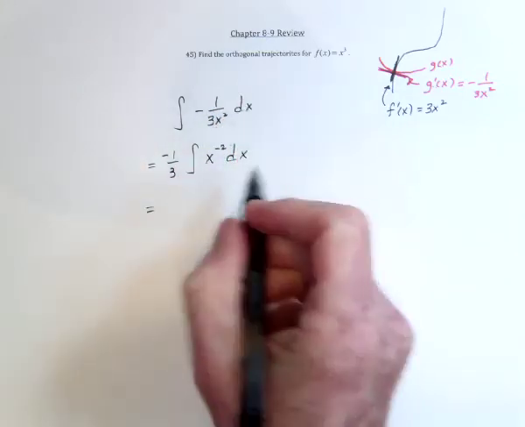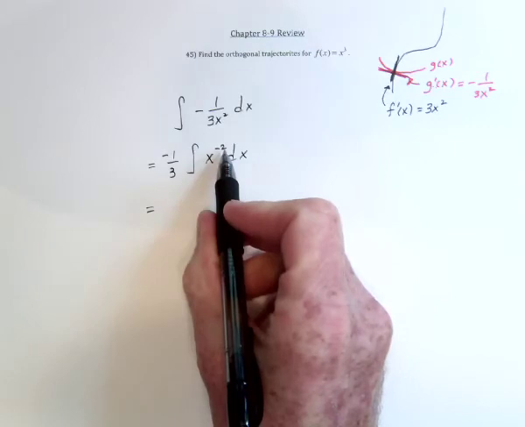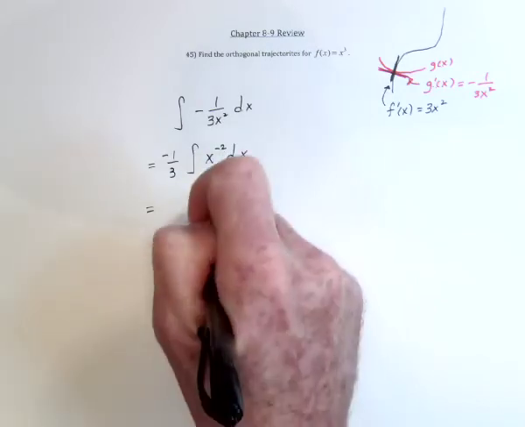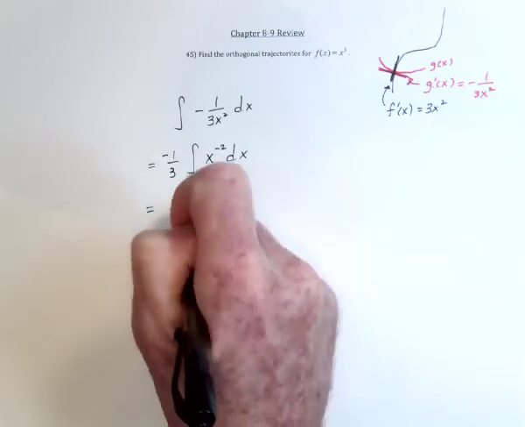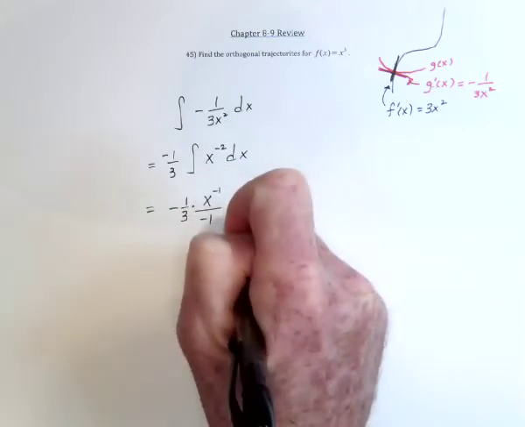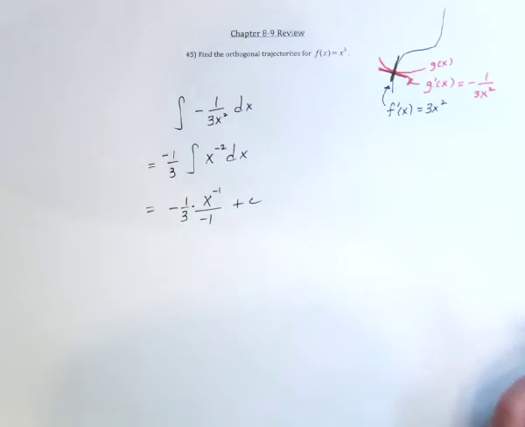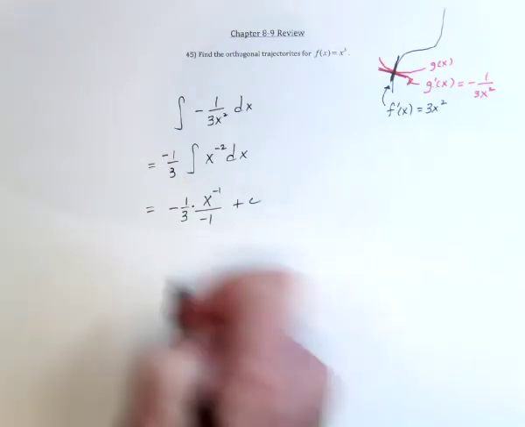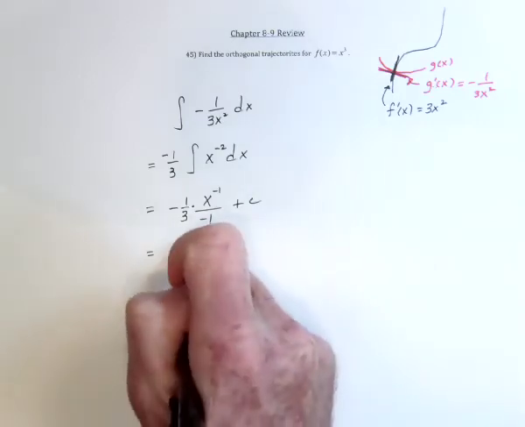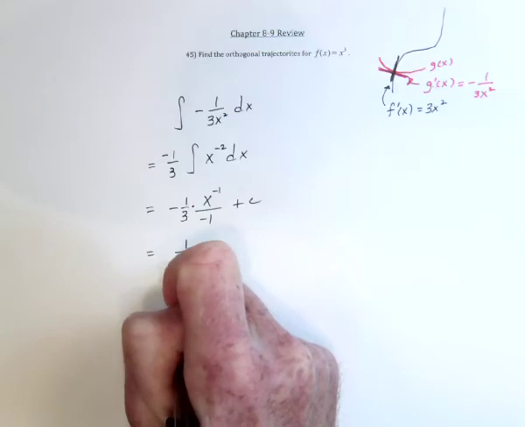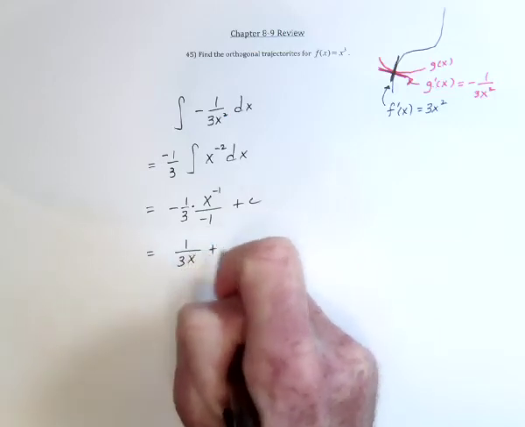And then when you integrate, you add 1, which will be negative 1, and then divide by that number. Now that we're done integrating, we need a plus c. So it looks like the negatives will cancel, and don't leave negative exponents, so this is going to be 1 over 3x plus a constant.